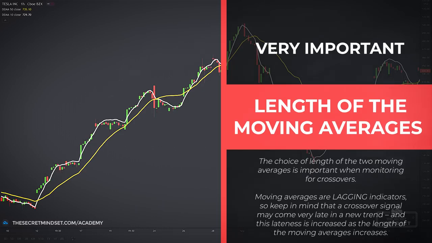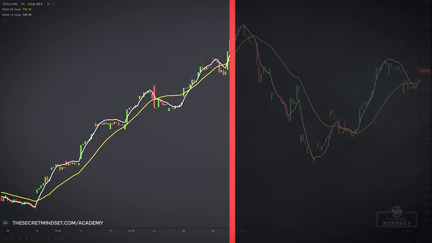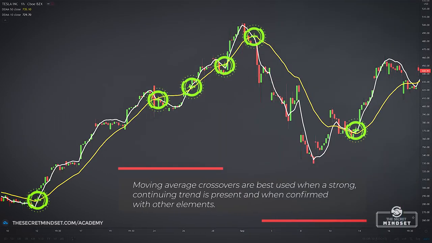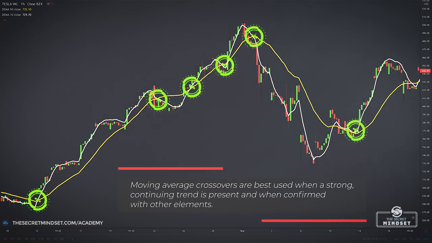Since moving averages are lagging indicators, keep in mind that a crossover signal may come very late in the new trend, and this lateness is increased as the length of the moving averages increases. Moving average crossovers are best used when a strong continuing trend is present and when confirmed with other elements.